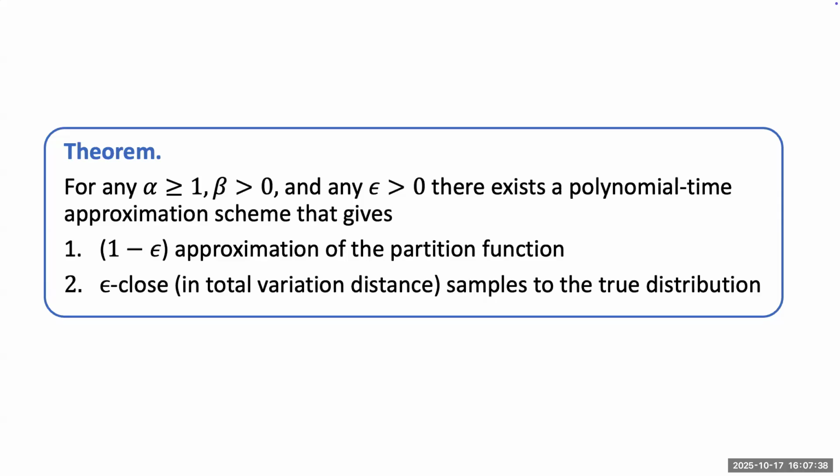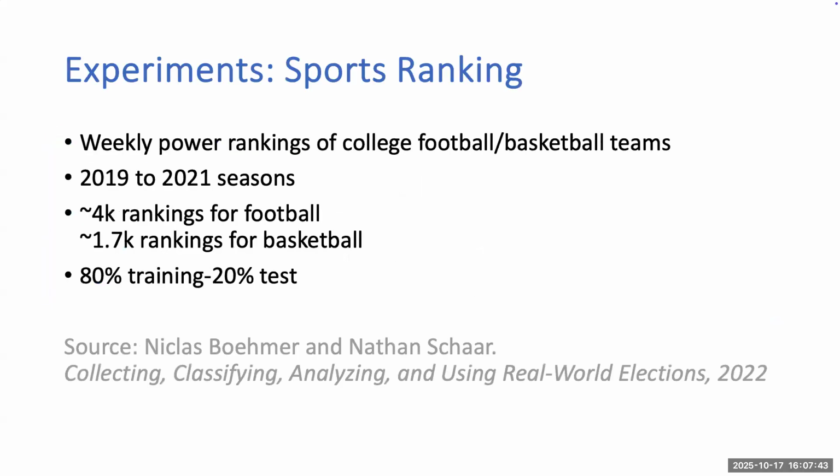Okay, if there are no questions, I just want to mention a little bit of empirics too. One of the data sets that we looked at was a sports ranking for American college football and basketball. These are power rankings that are very subjective. People give different rankings of how good a team is. Part of it is who they beat, but also their composition of players and who is sick or not. And then we looked at the seasons from 2019 to 2021, using 80% of it for training and the rest for test.